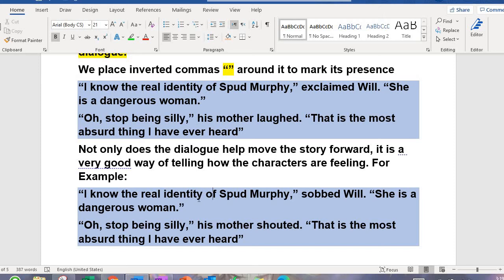"I know the real identity of Spud Murphy," sobbed Will. "She is a dangerous woman." "Oh, stop being silly," his mother shouted. "This is the most absurd thing that I have ever heard."